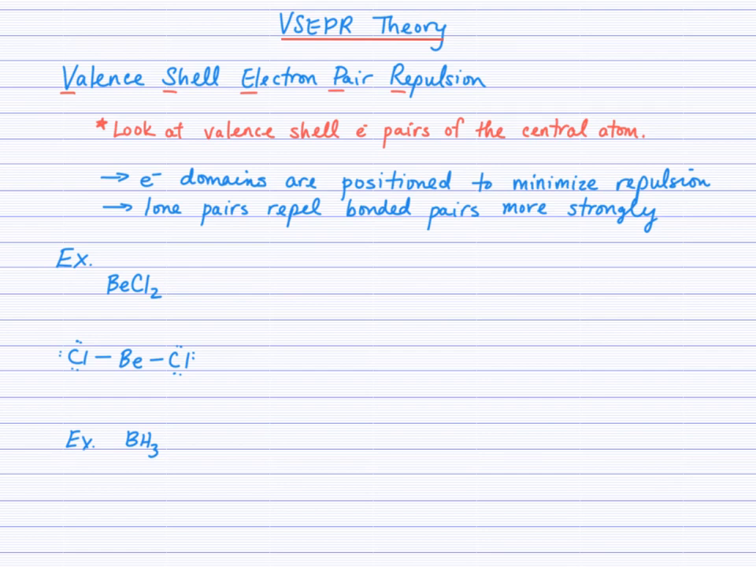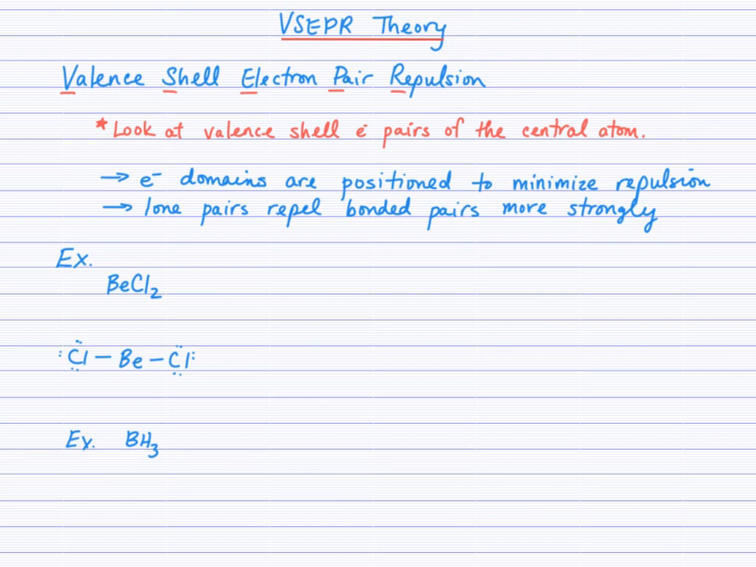So we know the theory, the letters stand for valence shell electron pair repulsion. The key is to look at the valence shell electron pairs of the central atom. So focus in on the central atom. Remember that the electron domains are positioned to minimize repulsive forces, and that lone pairs repel bonded pairs more strongly than bonded will repel bonded.